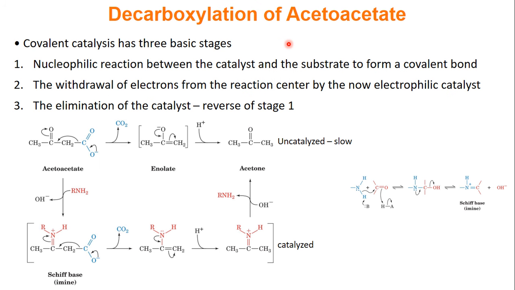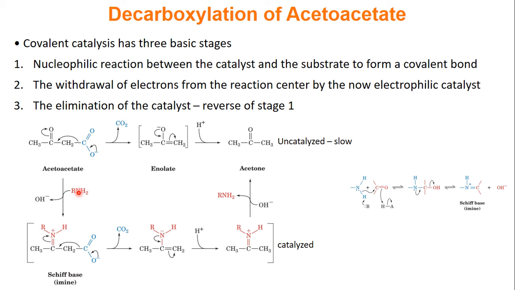All right, so the next mechanism we're going to look at is covalent catalysis. Covalent enzyme catalysis. There we go. So here we're taking acetoacetate, and the CO2 is coming off, and so your intermediate state is an enolate to make acetone. This is slow. It still actually happens in your body uncatalyzed, but it is slow. So let's see how we can make this faster.